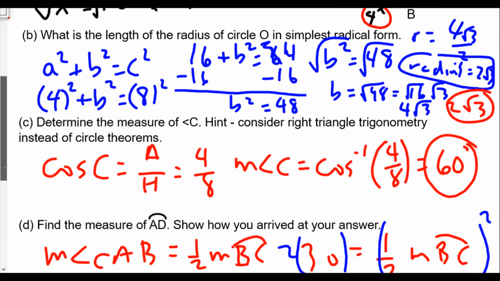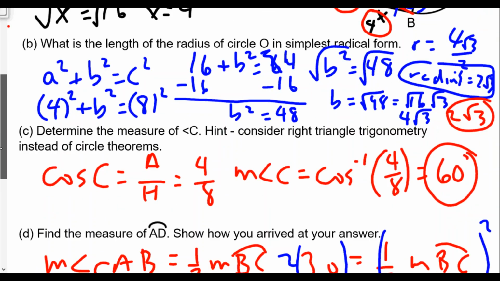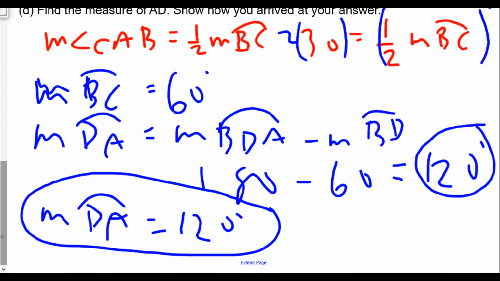Part C, we used trigonometry, and I used the nice numbers of 4 and 8 for cosine, and we found the measure of angle C to be 60, and that helped us find the measure of angle CAB, which is 30. And so we used our rule that for an inscribed angle, CAB is 1/2 the measure of arc BC, and therefore 30 equals 1/2 the measure of arc BC. Multiply both sides by 2 to get the measure of arc BC as 60, and the measure of arc DA is equal to the measure of arc BDA minus BD, or 180 minus 60 equals 120. The measure of arc DA would be 120 degrees.